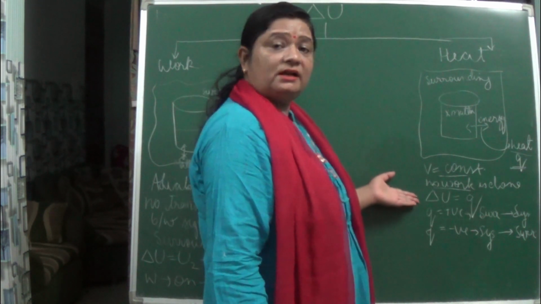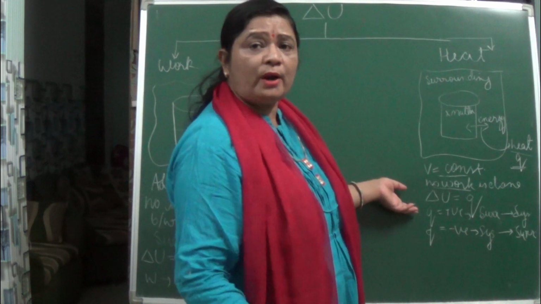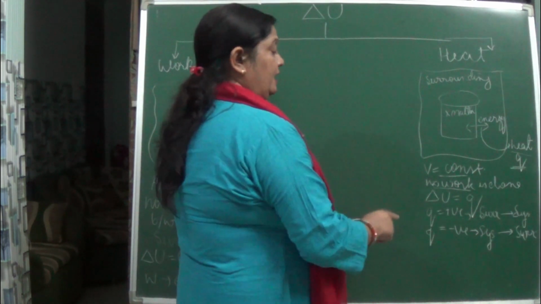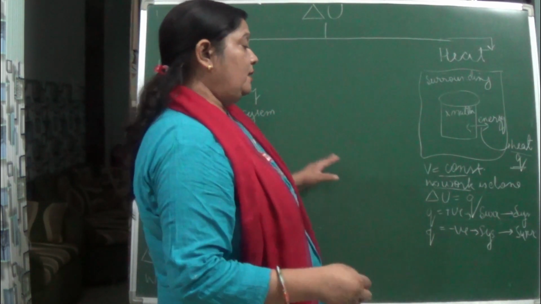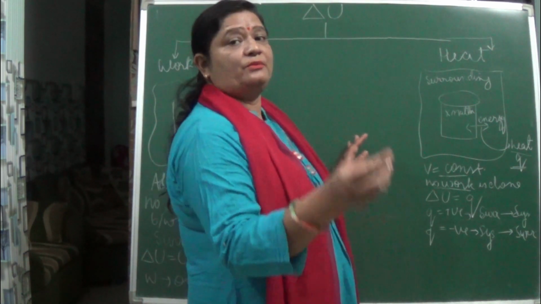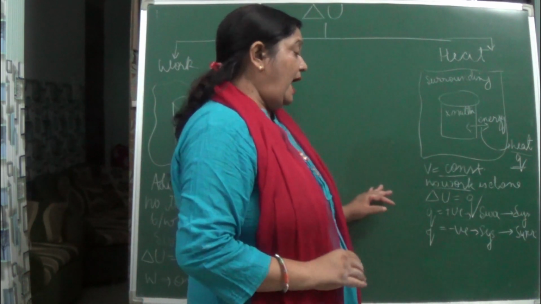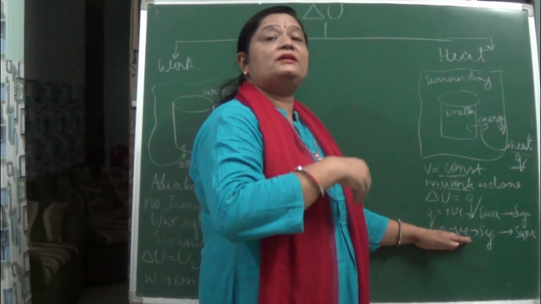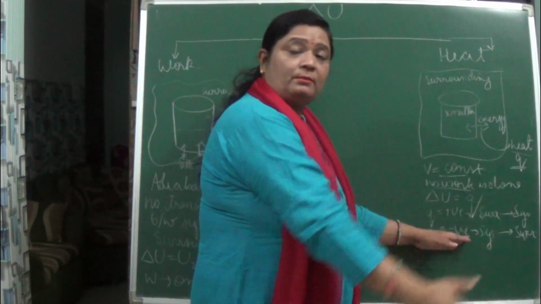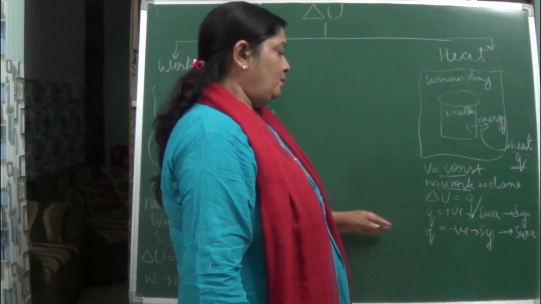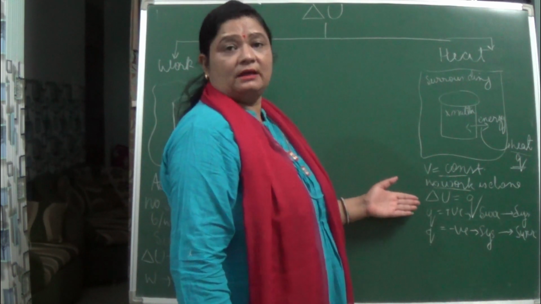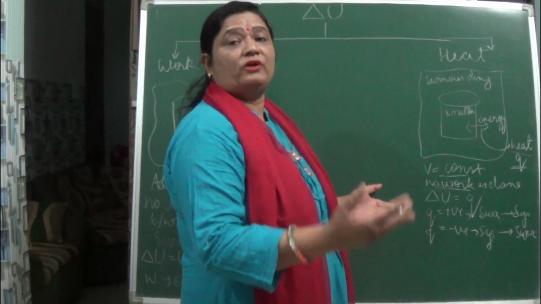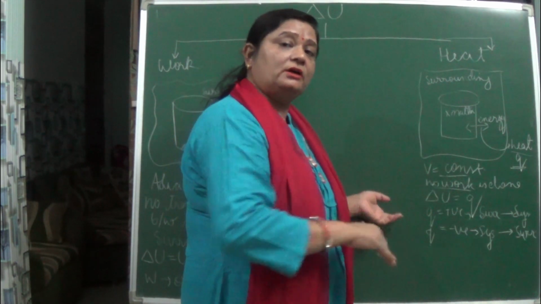So here the change in internal energy will be equal to heat, isn't it? Here we say Q, heat, is positive when heat is given from the surrounding to the system, and this heat is said to be negative when the system is working. Here work is done by the system on the surrounding. Here you can see it is gain of heat, it is loss of heat. Work is done by the system and work is done on the system.